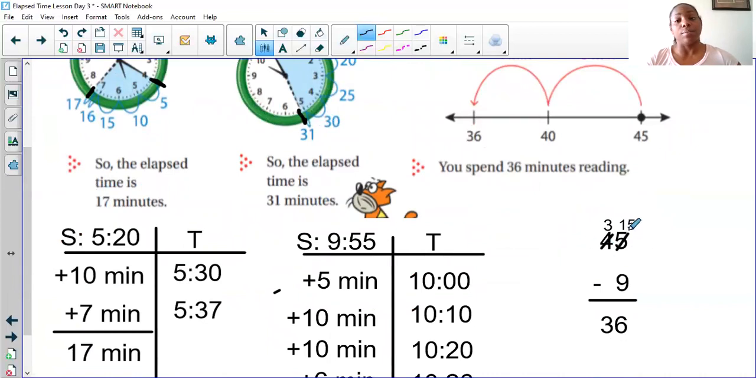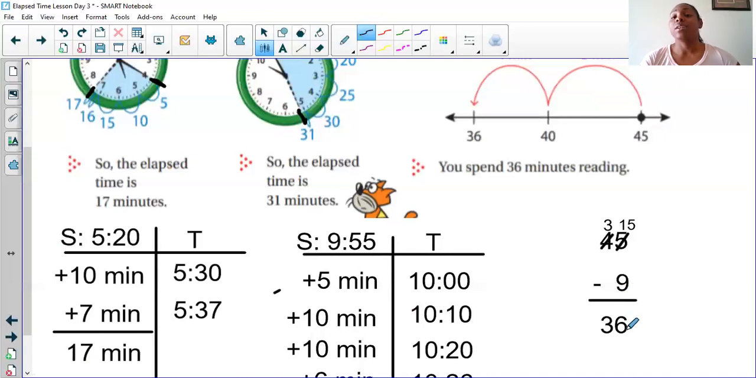So I just did 45 minus 9, and I know that I can't borrow 9 from 5, so I have to go next door and borrow from the neighbor. Once I borrow from the neighbor, this 4 becomes a 3, and the 4 gives a 10 to the 1's place, and that becomes a 15.